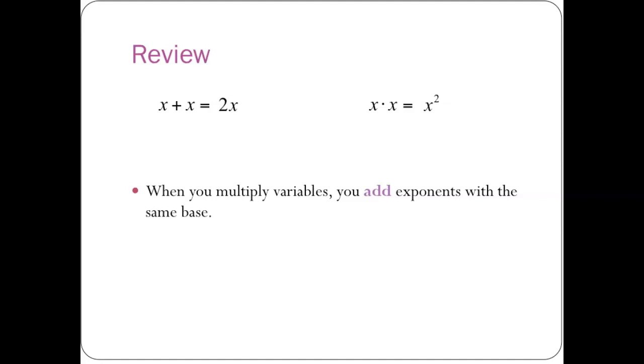Now we'll use the distributive property as well. So a times parentheses b plus c, you will distribute a to both b and c. So this is ab plus ac. Let's do some examples together.